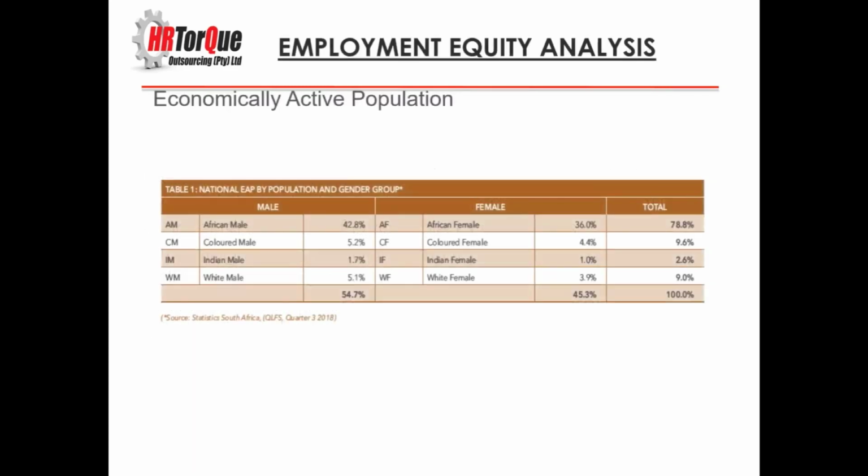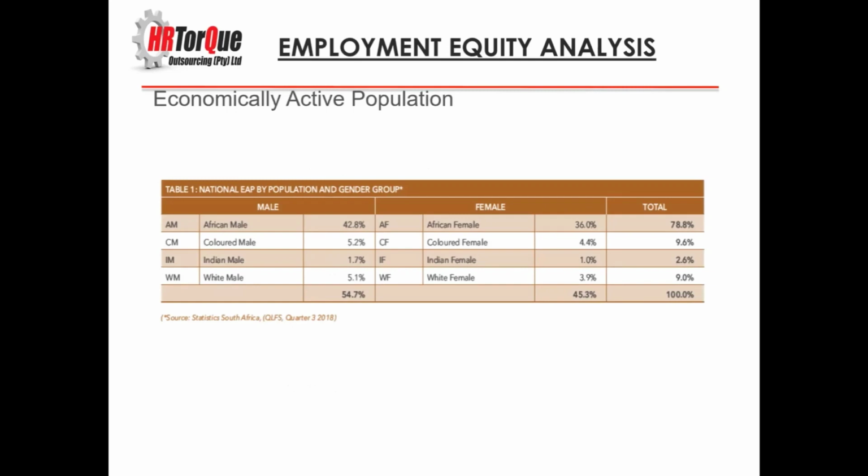Then when we have a look, like I said before, this will change, or at least is supposed to change. This is an old one, from 2018. But when we're looking at our stats, what we need to do is compare them to the stats that are given in terms of the economically active population. So this is the national EAP by population and gender group, given by Stats SA in 2018.